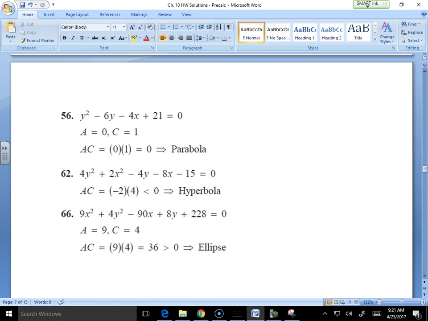And number 56, only one of the variables is squared. That's a parabola. So when you try to simplify it, it's not degenerate. Number 62, both of these are squared. Hold on, there's a typo in this one. You guys find a typo? Is it minus 2x squared? Okay. It's minus 2x.